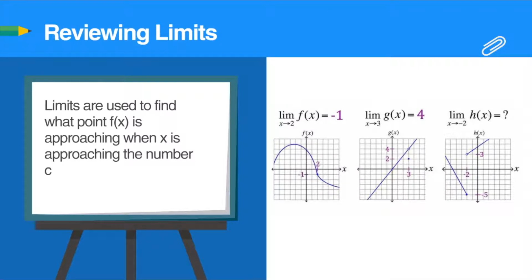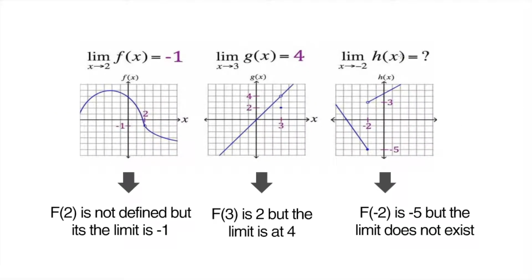But what if the graph is discontinuous? Well, as long as it is a removable discontinuity, the limit still exists. If it is a non-removable discontinuity, the limit doesn't exist. So remember this. As long as both sides approach the same number, the limit exists, regardless of whether the number is defined or not.